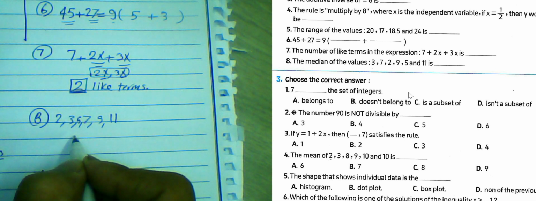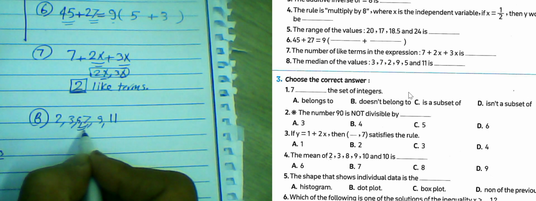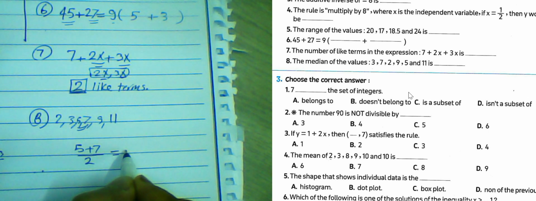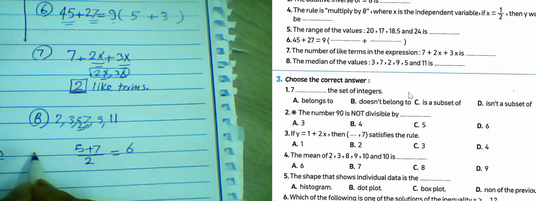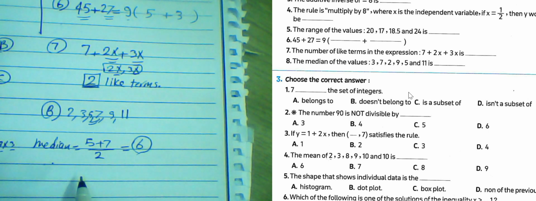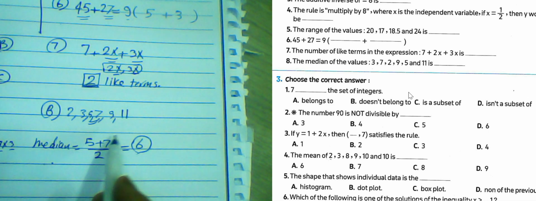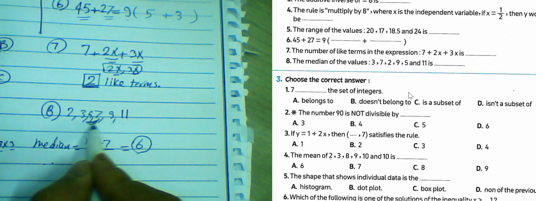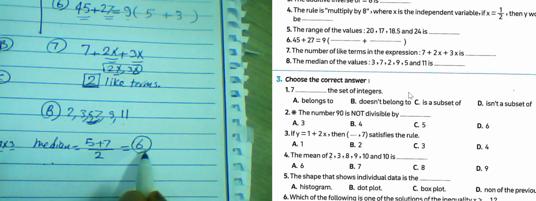Then the number that lies in the middle. We can write 7 plus 5 equals 12, divided by 2. Then 12 divided by 2 equals 6. Then the median will be equal to 6. We have 6 numbers: 1, 2, 3, 4, 5, 6. Then the median will be the middle, 5 plus 7 divided by 2, which will be 6.